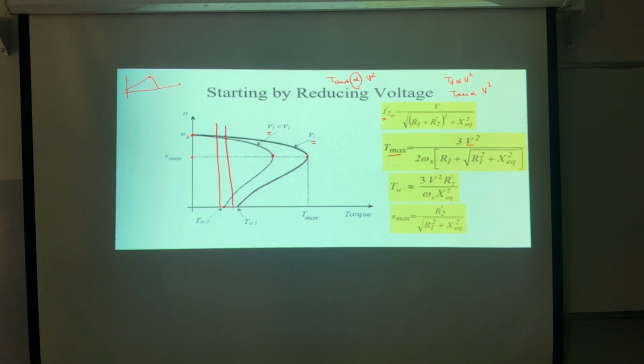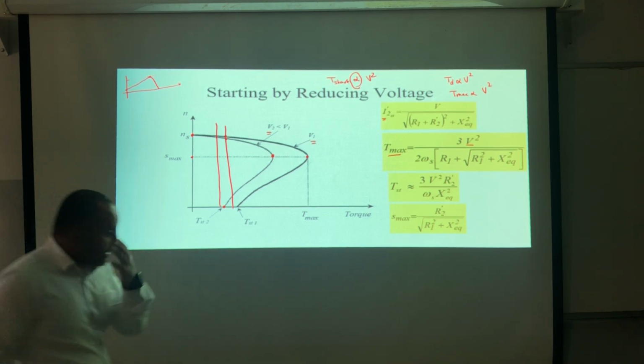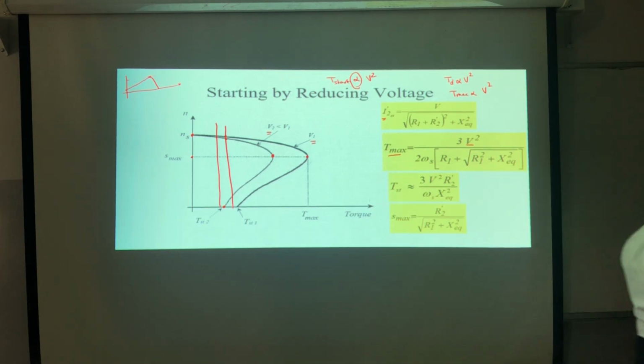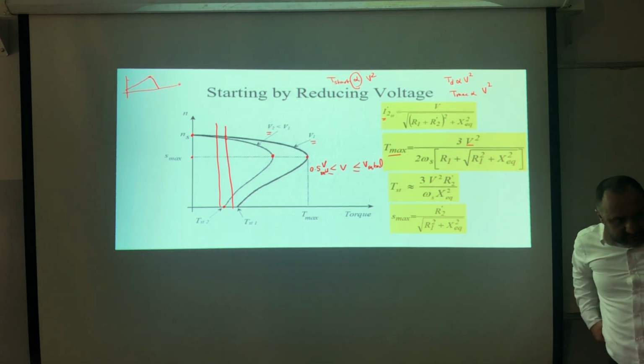Okay. So in general, this one is restricted between 0.5, so the voltage here is greater than or equal to 0.5 V rated, and less than or equal to V rated. You are not allowed to impose a voltage more than the rated. And this one has a narrow speed region to control the speed in.